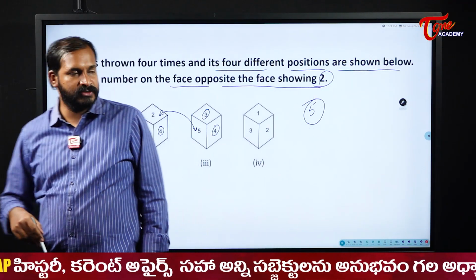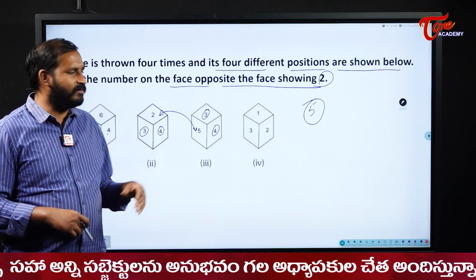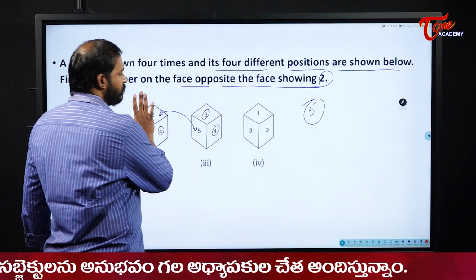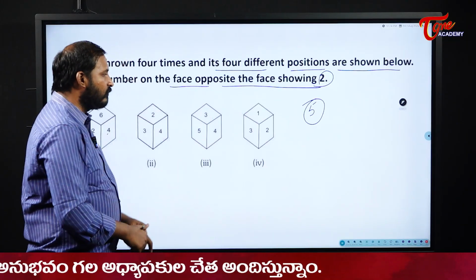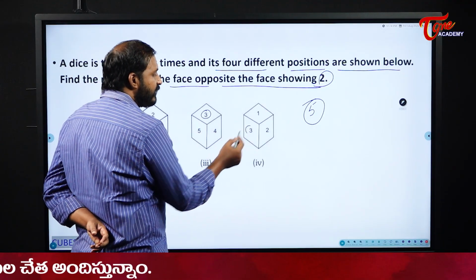So the face which is opposite to 2 is 5. You can choose anyone and solve in any manner which you like. Now see here, not only these students. If you want, you can take the help of this one also. See here and here, what is common? Only 3 and 3, right?